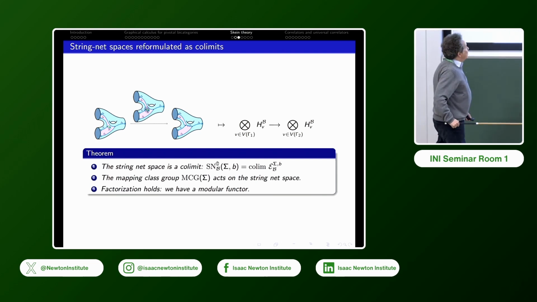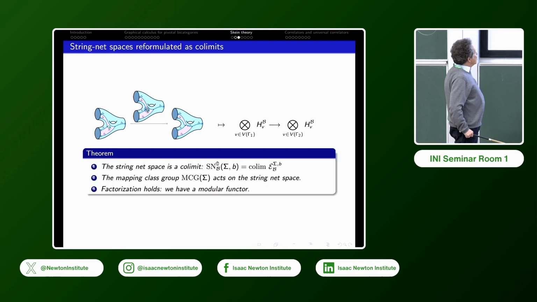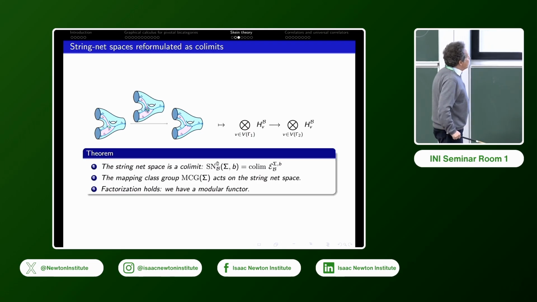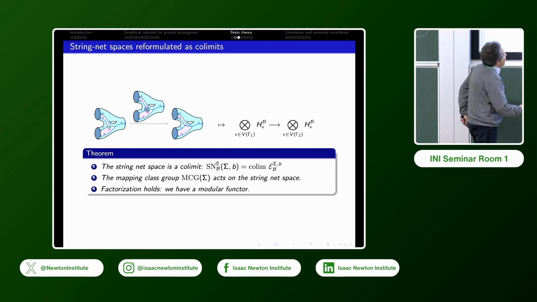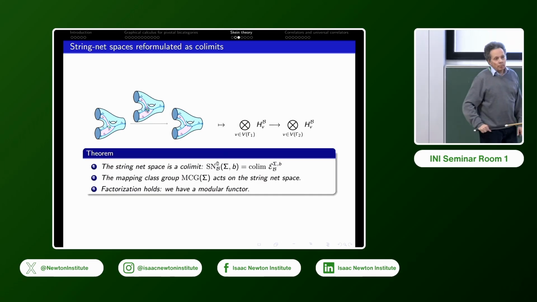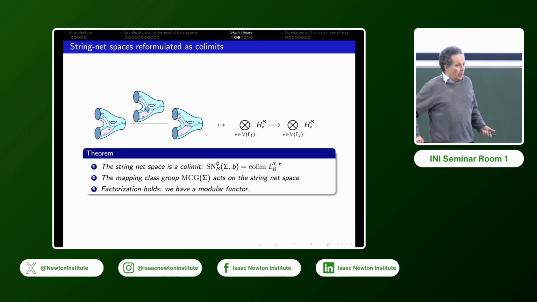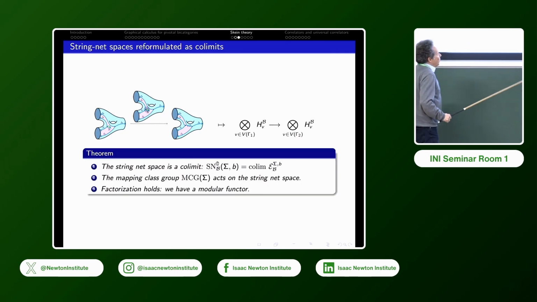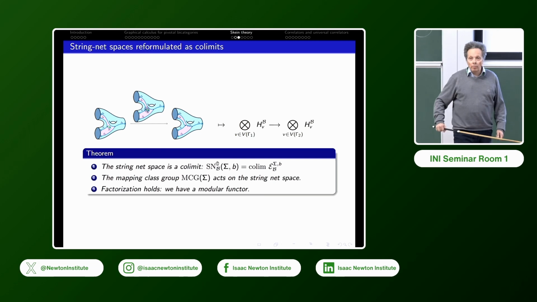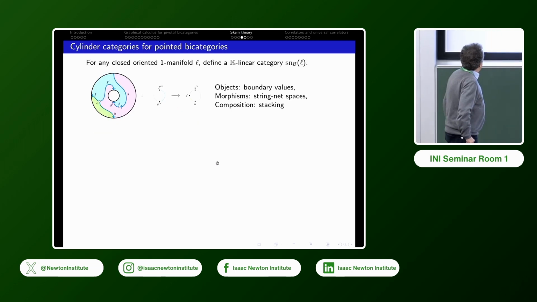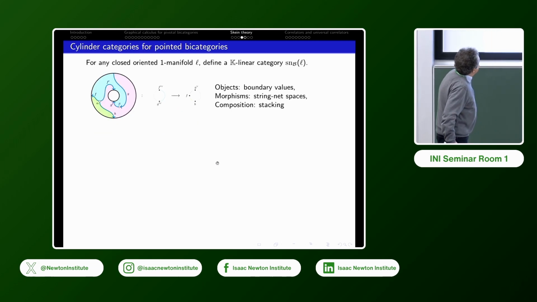And now you go through the construction, you generalize the arguments we have from Levin-Wen. The mapping class group acts on the string-net space. It acts by changing the string-nets. This is a genuine action. This is not anomalous in any way. Yeah, and we are getting the Drinfeld center for the circle categories. And you can show that factorization holds, so we have a modular functor.